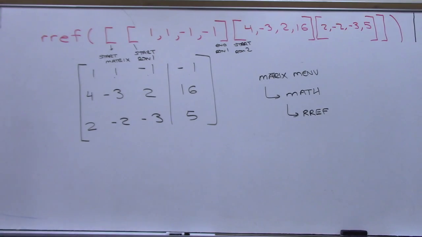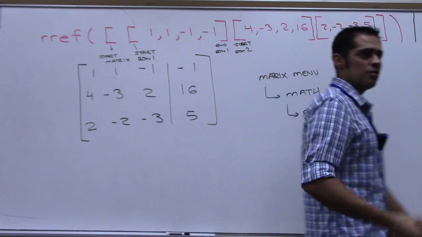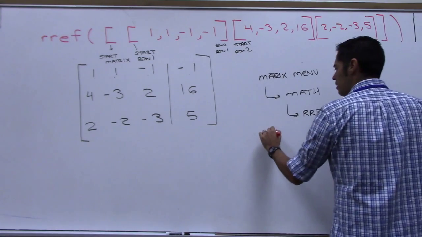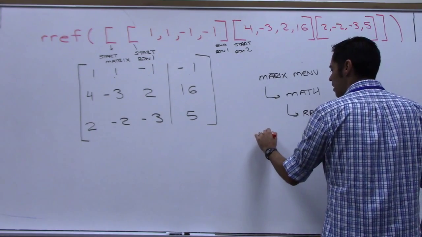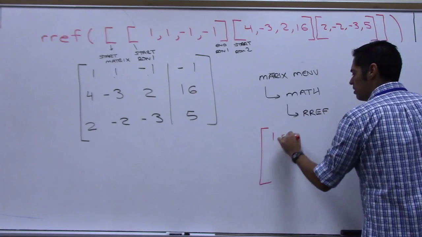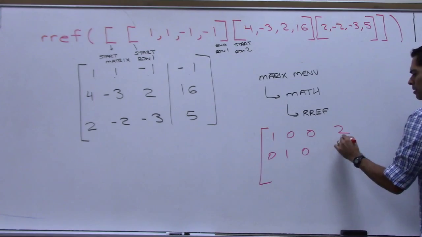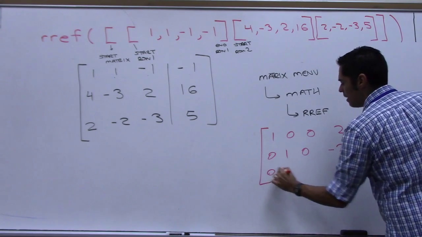Then hit enter. And you're going to get the reduced row echelon form. You're going to get the diagonal. It depends on how fancy your calculator is. Did it actually look like this? Anybody's not look like this? It doesn't have the line. That's okay.